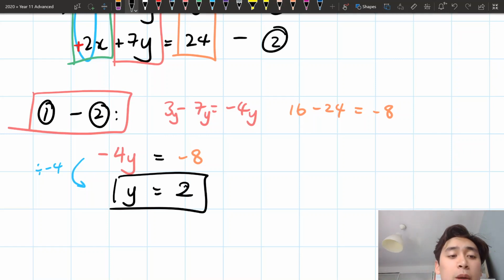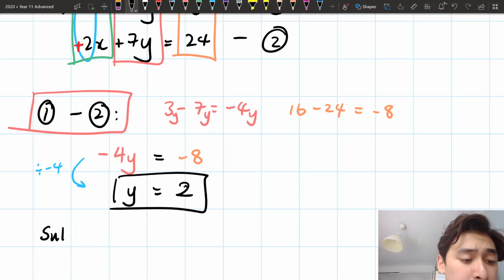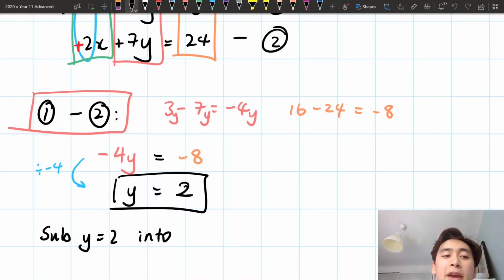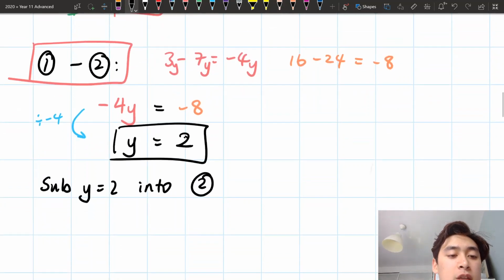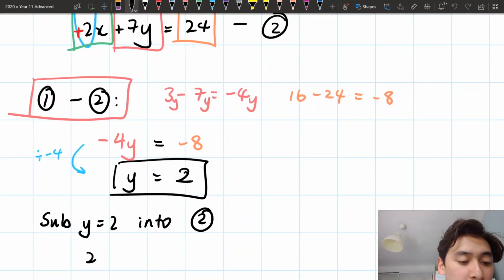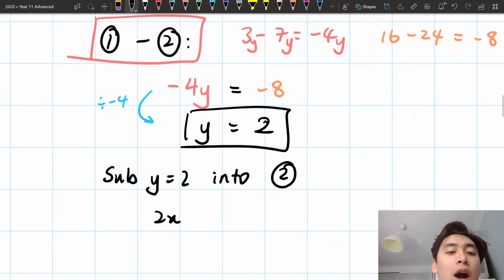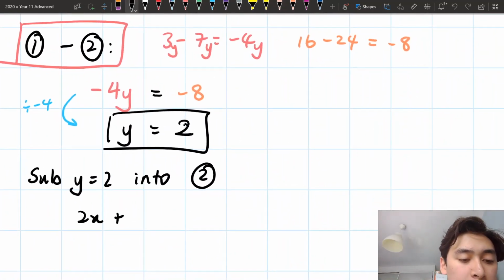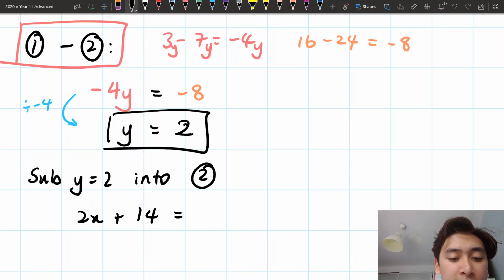Now that I've got that, what do I need to do when I'm solving simultaneous equations? I need to substitute my y value, y is equal to 2, into any one of my equations. I can pick either one. I'm going to do it into number 2 this time. So I've got 2x plus 7y. If I substitute 2, 7y just becomes plus 14, and that is equal to 24.